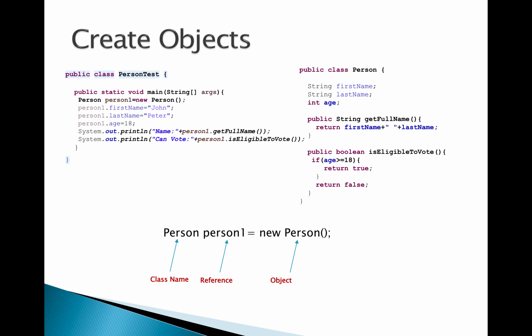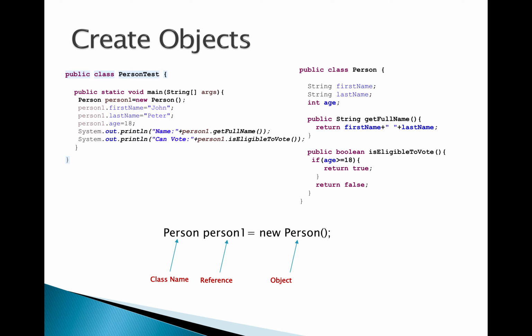So in the program, if you see here, person1.firstName equal to John, person1.lastName equal to Peter, person1.age equal to 18. I can assign values for this instance, like putting my information in the form. I'm filling the first name as John, last name as Peter, age as 18. Once I fill in the information, I go to the counter and ask whether I'm eligible to get a license. Similarly, once I fill the form, I call person1.getFullName.